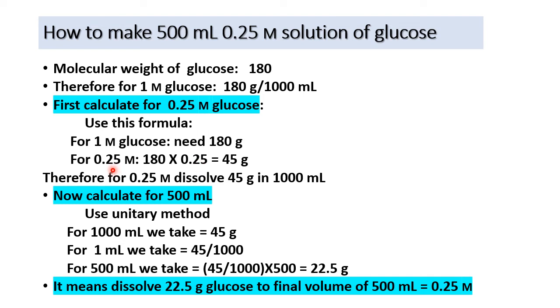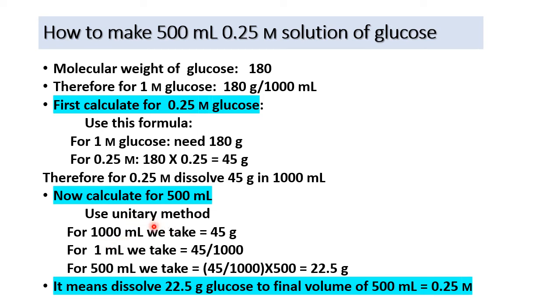Like for 0.25, you just multiply this with 180, it comes out to be 45. It means if you dissolve 45 grams of glucose in 1000 milliliters of water, using the same pattern I discussed earlier, you get 0.25 molar. But if you want to make 500 milliliters, then you should use this unitary method, which is a very simple one.